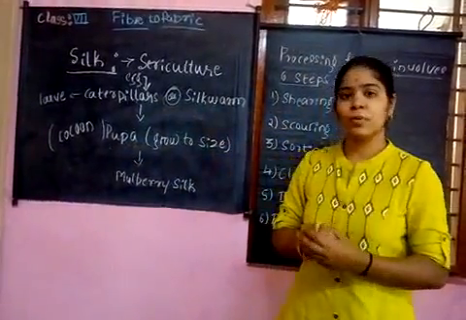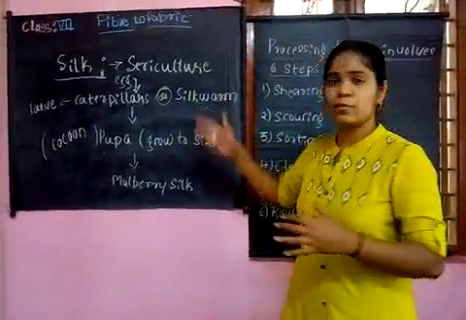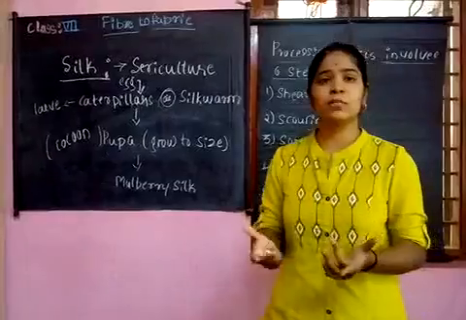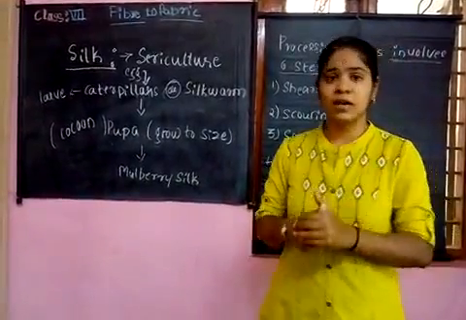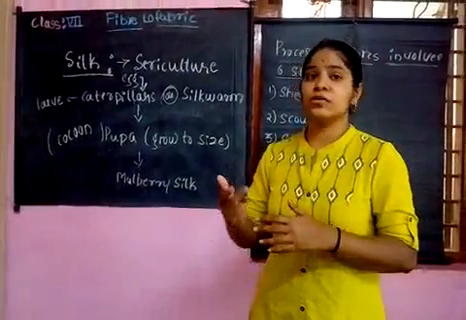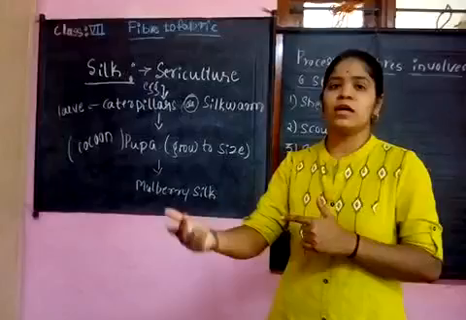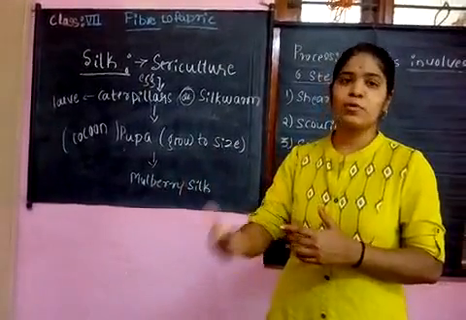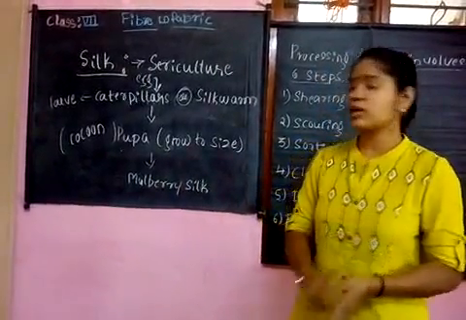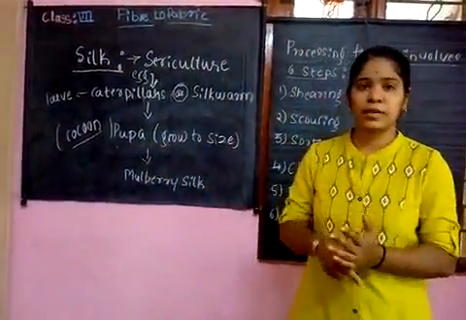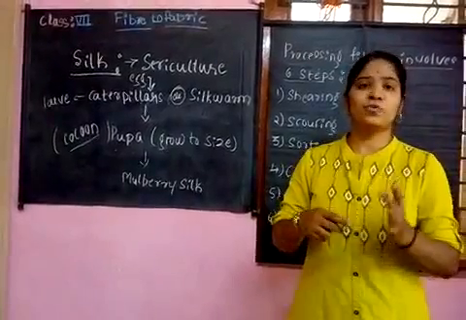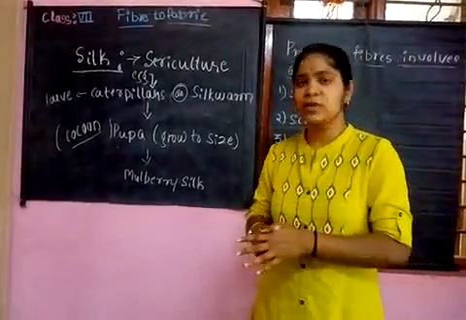What does this pupa mean? These caterpillars are going to protect their body from exposure to air and sunlight. From that air and sunlight, they make a protective layer that we call a cocoon. This cocoon is a protective layer for the caterpillars from exposure to sun and air.